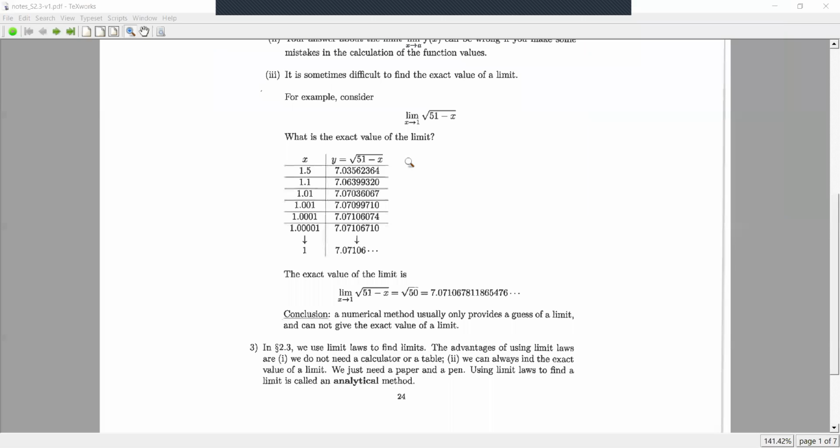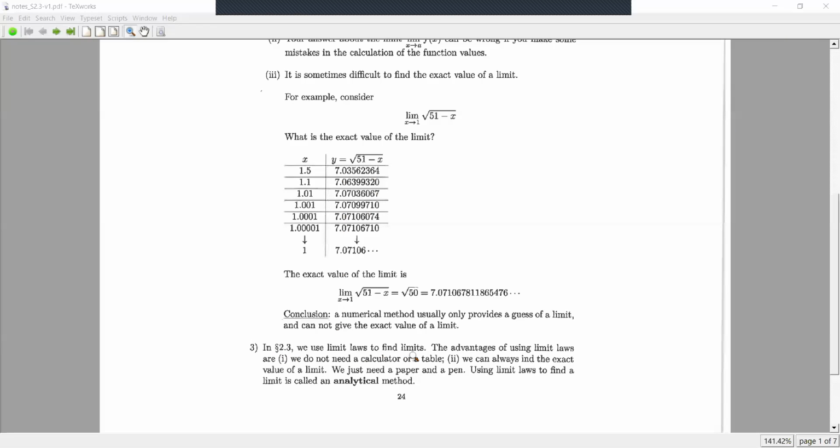There are some other drawbacks of using a table to find a limit. For example, using a table to find a limit is time consuming. Computing function values takes time. Now, in this section 2.3, we don't use a table to find a limit. Instead, we use limit laws to find a limit.